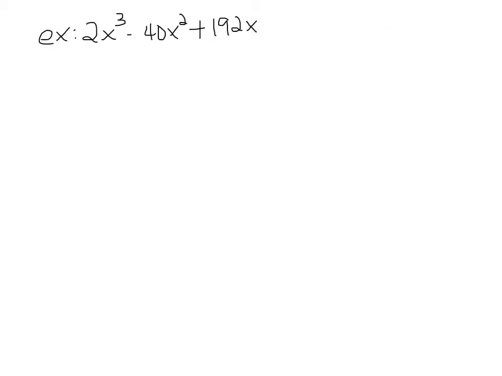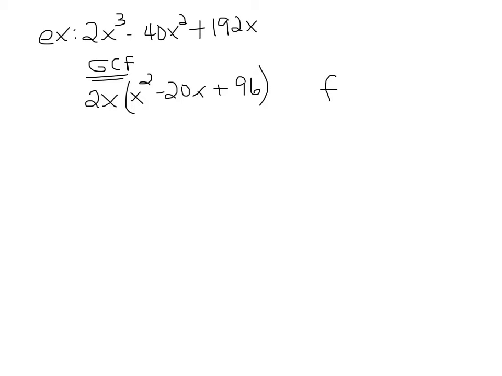This next example is a little bit harder because the numbers are bigger, but it also reminds us that before we start any factoring problem, don't forget the first rule of factoring, which is to look for a greatest common factor. And there is one in this problem. We can factor out a 2x, and what's left over is x squared minus 20x plus 96. And then we would just worry about factoring the trinomial.